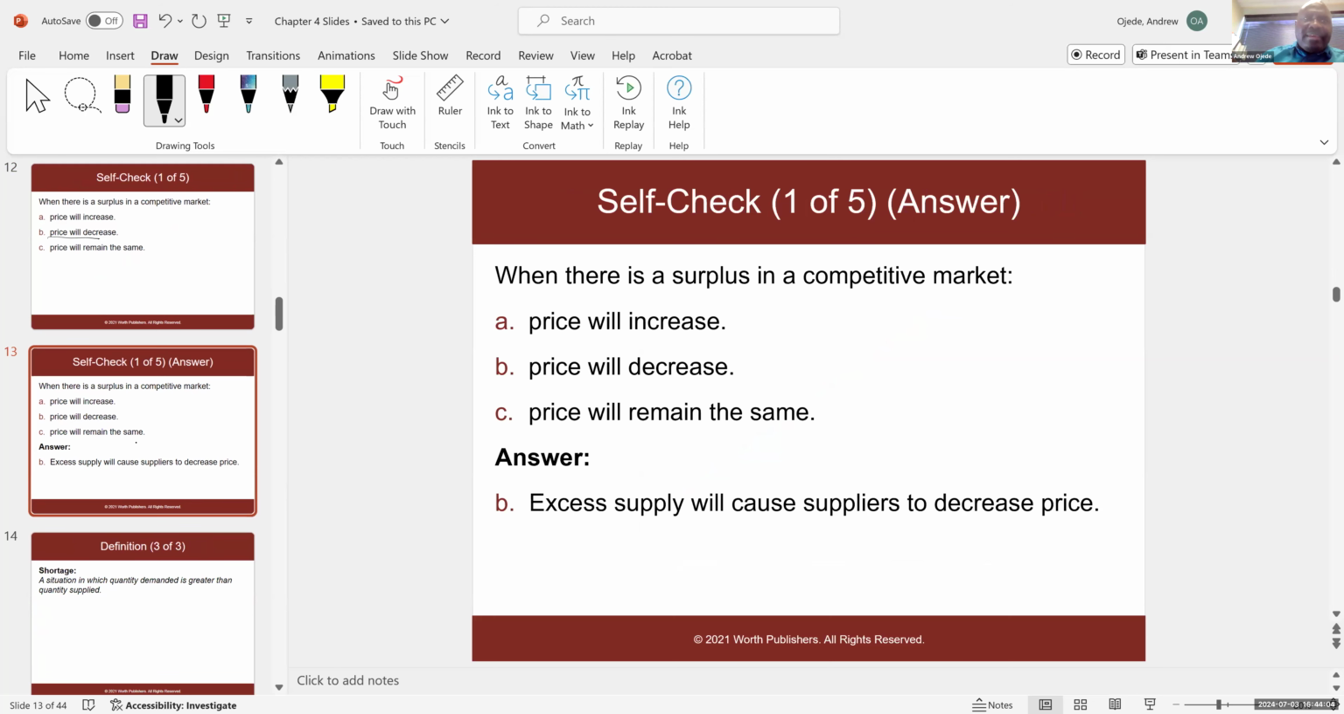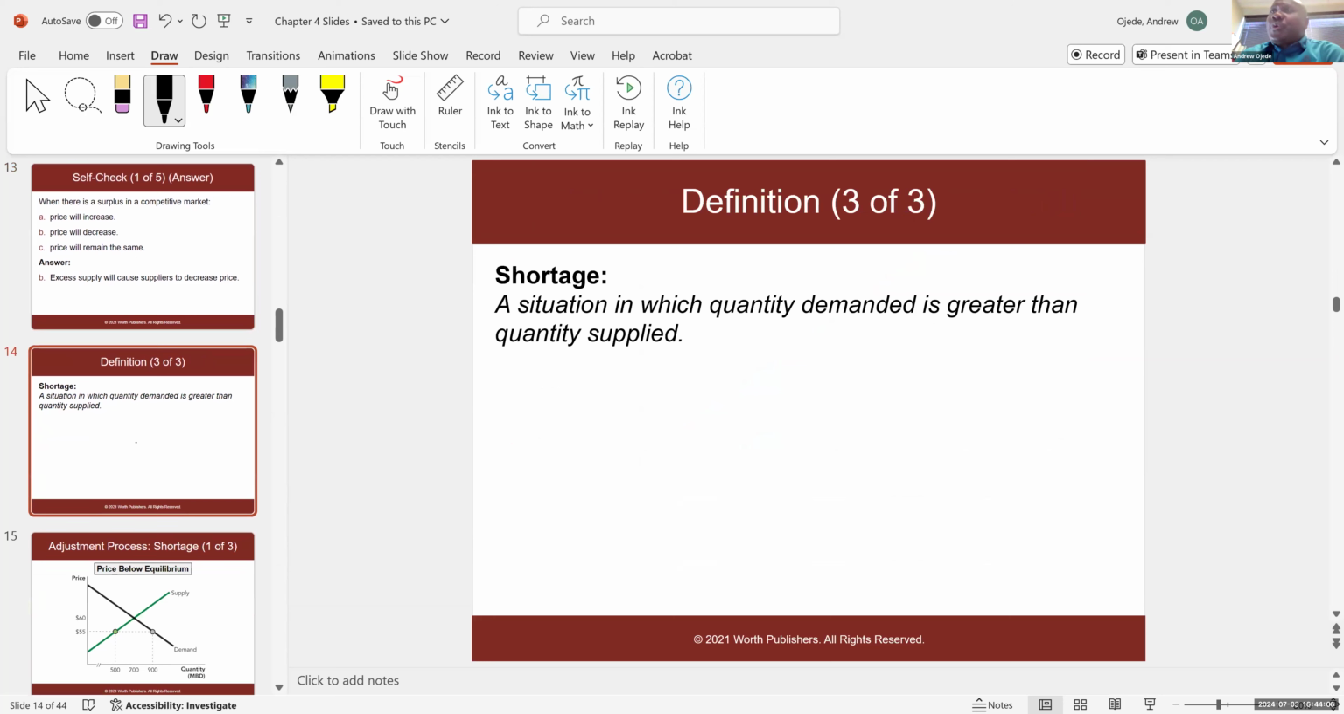On the other hand, what about if the price is set too low, below equilibrium? So a shortage is a situation in which quantity demanded is greater than quantity supplied. That's what a shortage is. A situation in which quantity demanded is greater than quantity supplied.